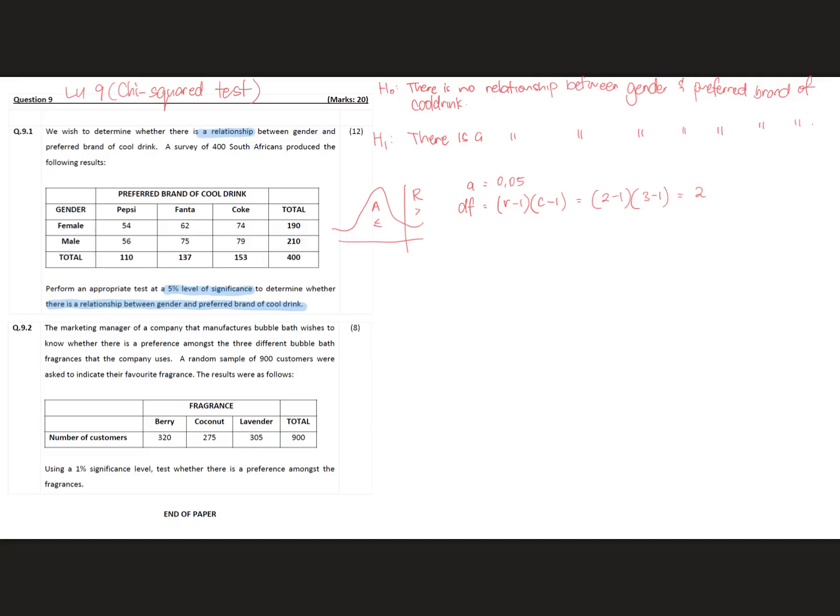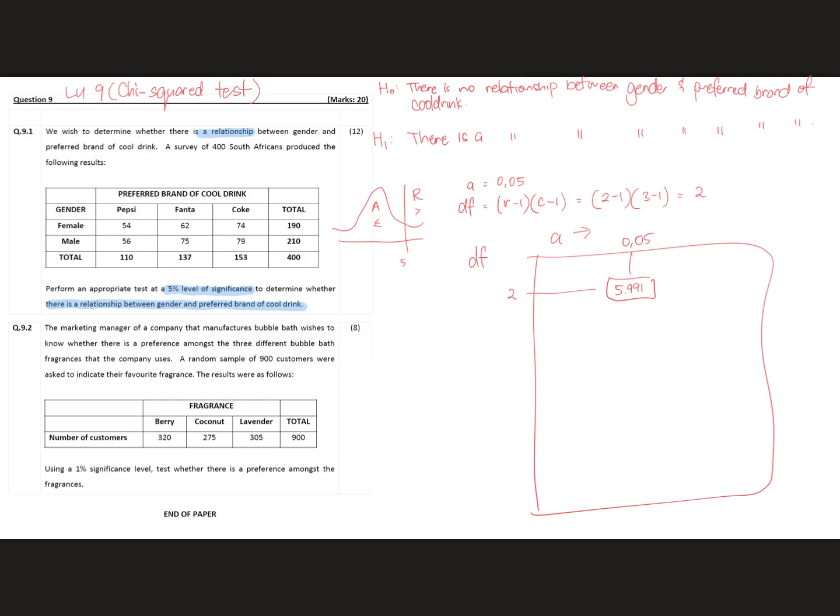So again, here you're going to now go to table 3 of your appendix. So here's what the table will look like. A is read going across, so you're going to look for 0.05. The degrees of freedom is read coming down, so you're going to look for 2 in line with 2 and the 0.05. Your critical limit is 5.991. And now that you have your critical limit, you're going to put that onto your diagram.